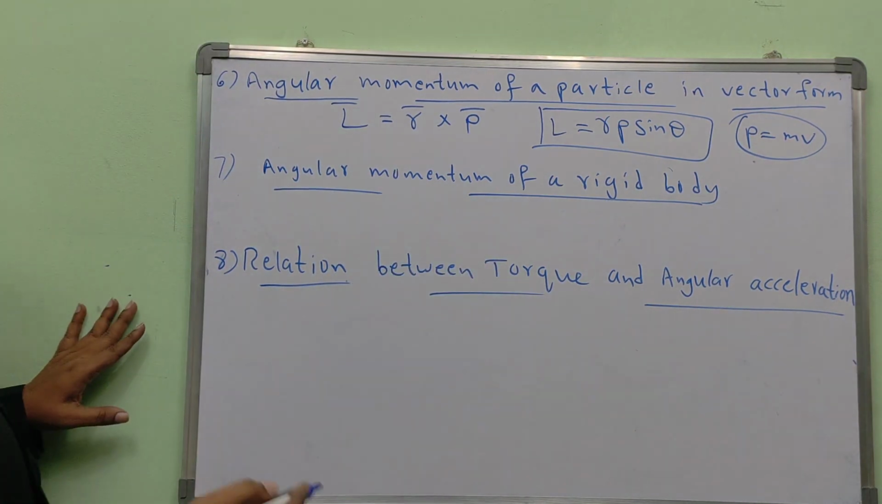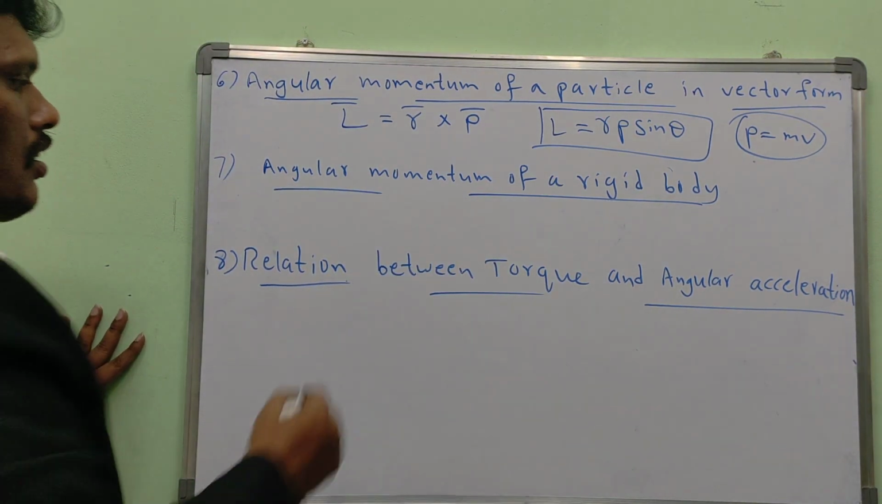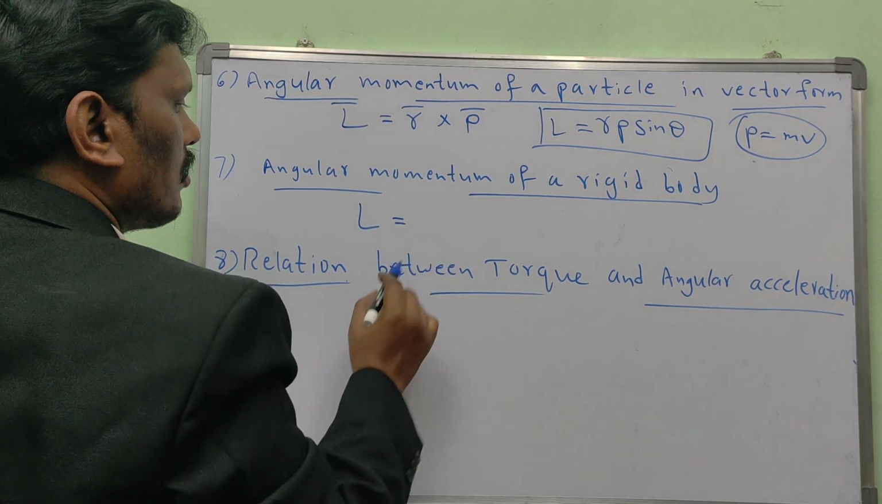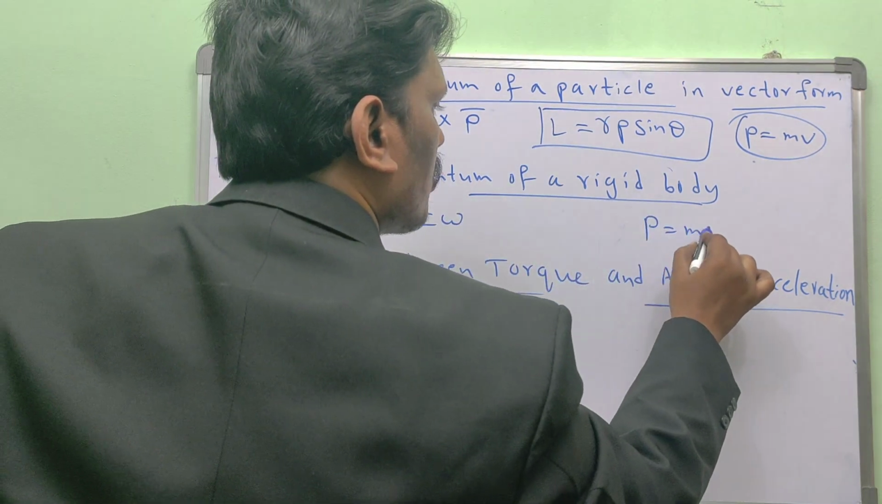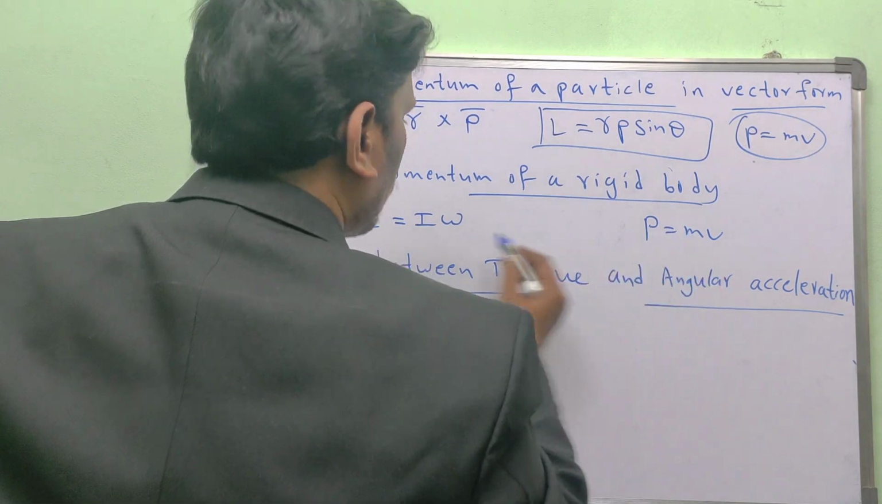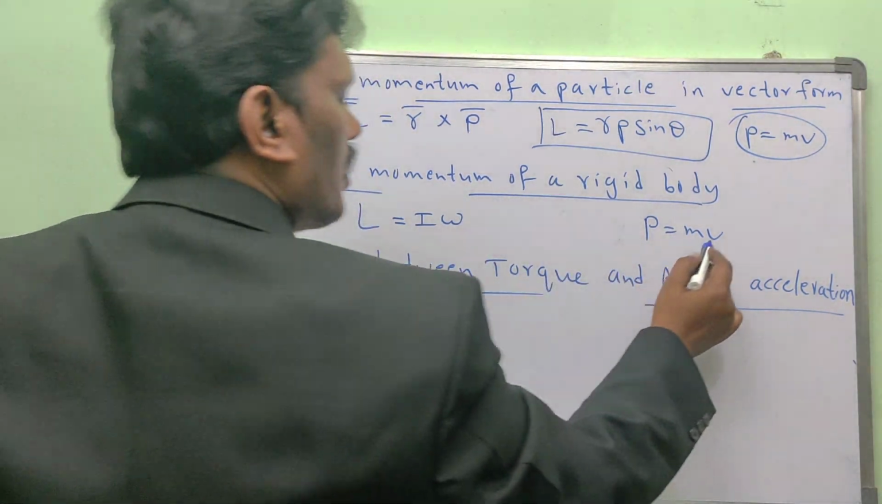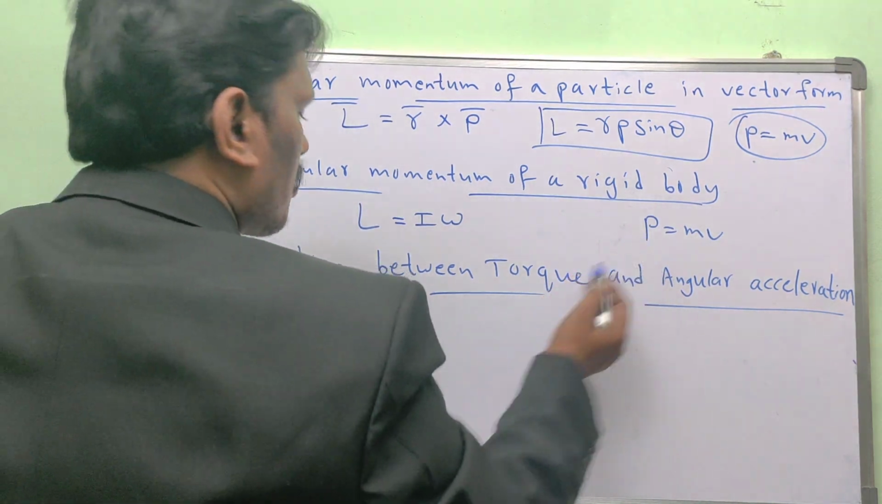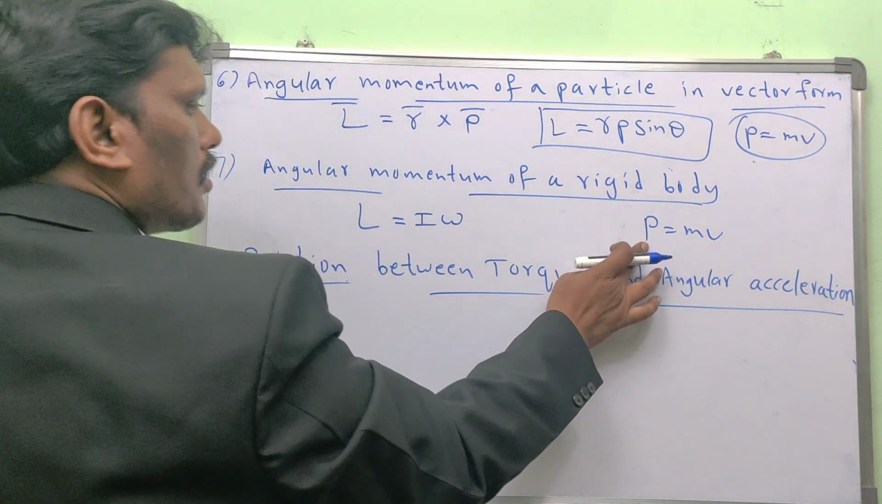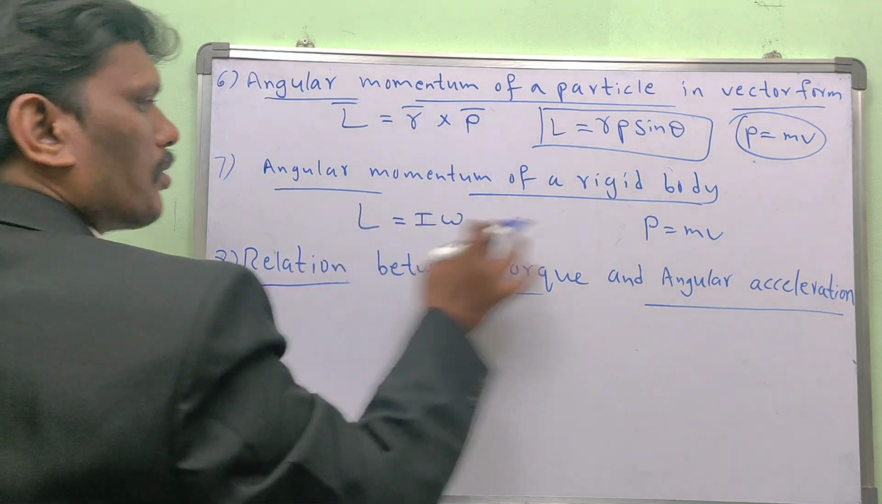Next one, seventh one, angular momentum of a rigid body. Suppose I am going to consider angular momentum, I omega. Linear momentum is equal to m v, I wrote, no. So in place of m, write I, moment of inertia. In place of v, write omega, angular velocity. In place of p, L. This is the linear momentum, equivalent angular momentum.